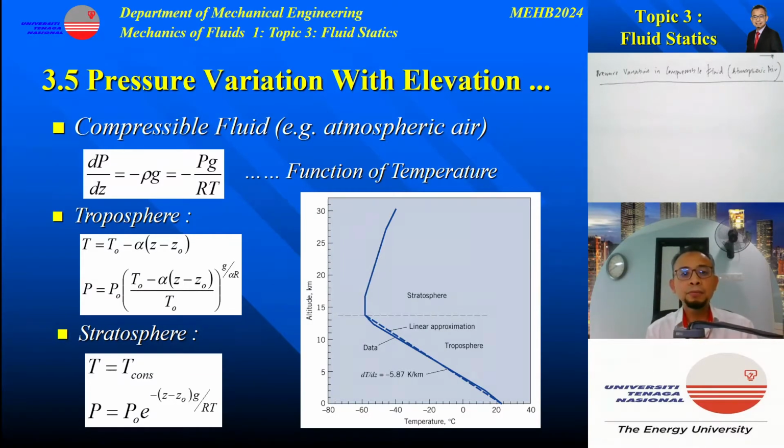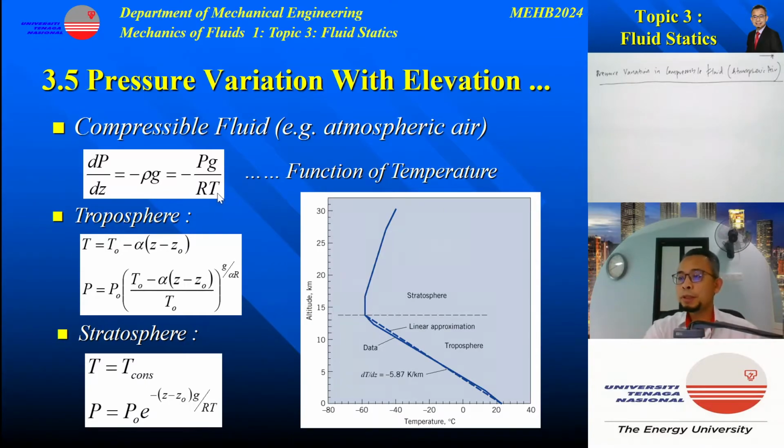In a compressible fluid, the density is not constant. Because of that, we need to know how the density varies with temperature and z. For example, in the atmosphere, we can assume that the air is a perfect gas, so P is equal to rho RT. If we substitute that in the equation, dP/dz is equal to minus rho g, and rho is equal to P over RT. So we can write dP/dz is equal to minus Pg over RT.